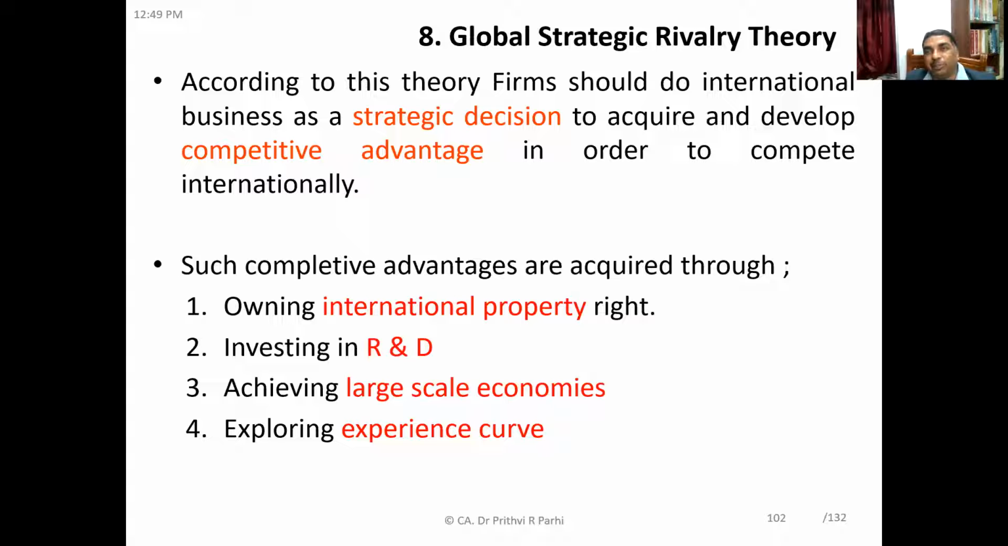How can they gain competitive advantage? If someone is participating in international trade, competitive advantages can be acquired in various ways. Number one, they may acquire an international property right. That right can be used in doing business. A firm or company may own an international property right that might be useful. So as a strategy to acquire this international property right, one may do some international business.